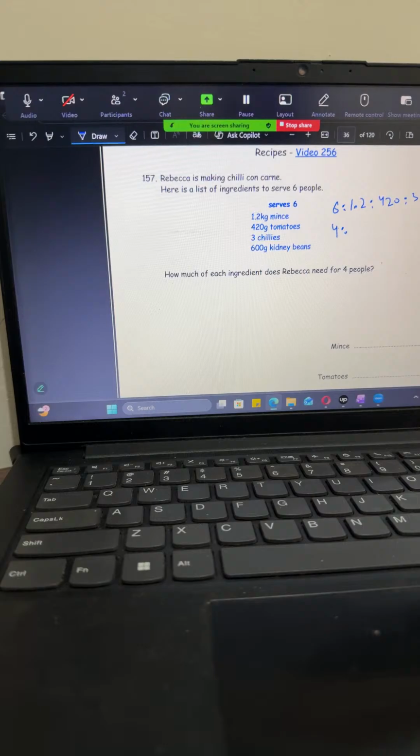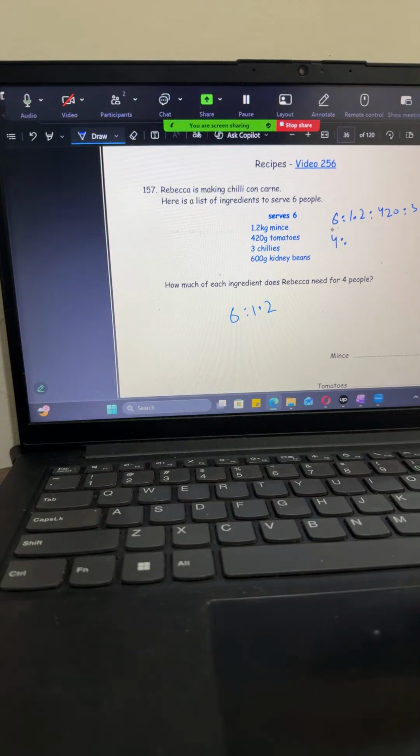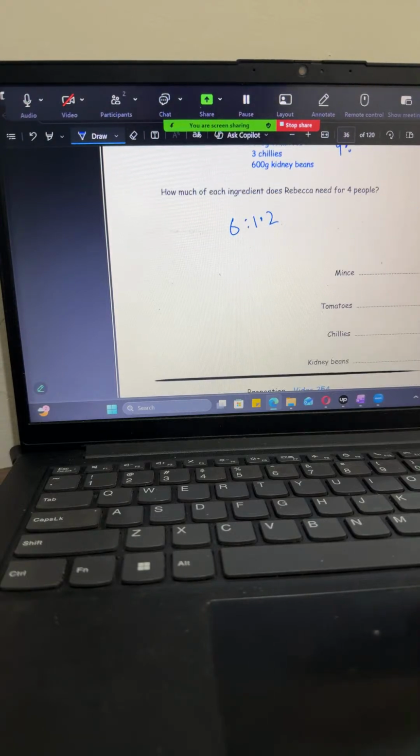Now the thing is you just need to find the scale factor, and then you can multiply all of the ratios with that scale factor to get the corresponding amounts. So the trick is, let's take one of them. We have 6 to the ratio of 1.2, right? I'm just taking this one. And then we have 4 to the ratio of unknown, which is our x, right? So if you solve for this x, you will get the scale factor.